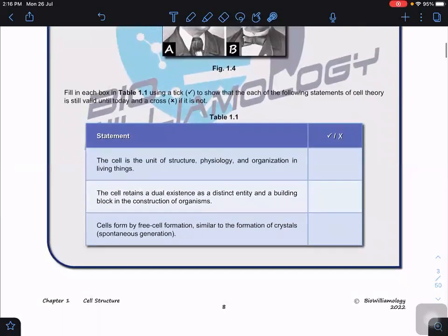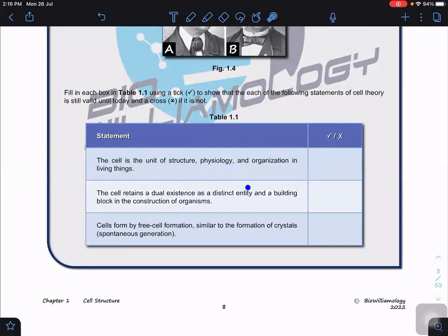So what are these three statements? They say that the cell is a unit of structure, physiology, and organization in living things. This means that any living organism must be made up of cells. The structure is in terms of the cell. Physiology means the function of the cells, and the cells are organized inside the living thing. Second statement: the cell retains dual existence, meaning two forms. It can be a distinct entity or a building block in the construction of organisms.